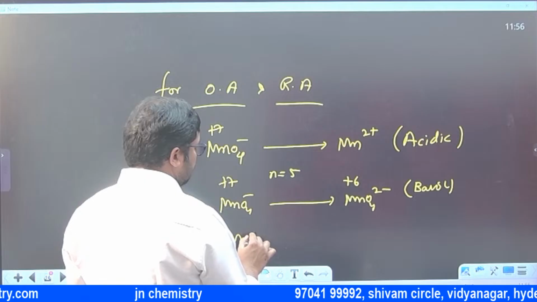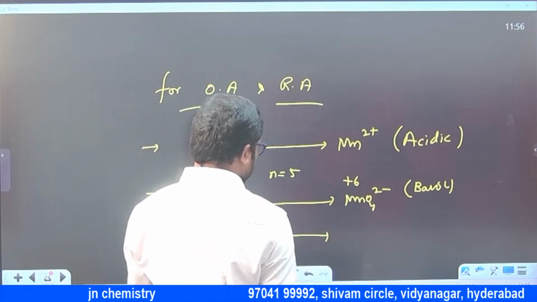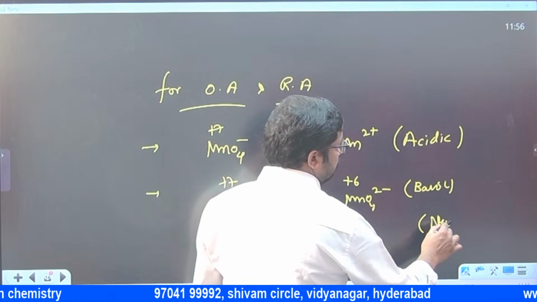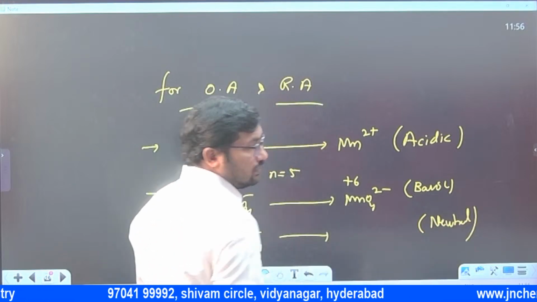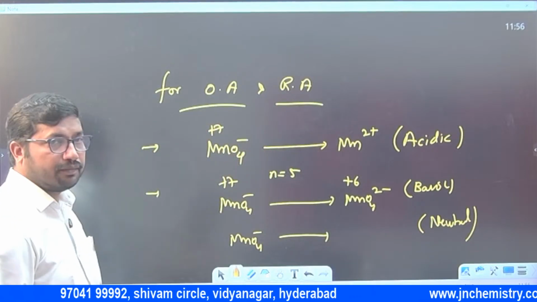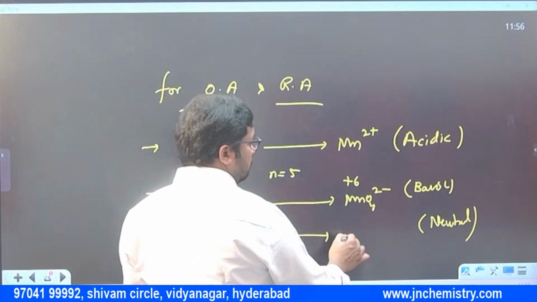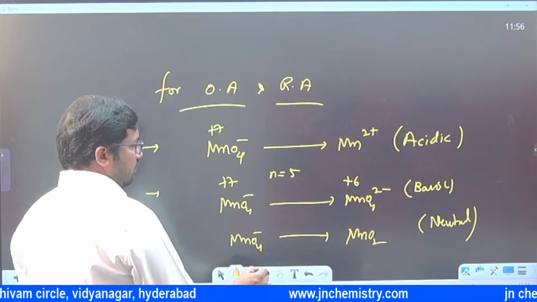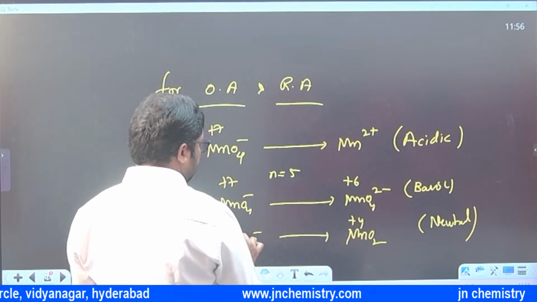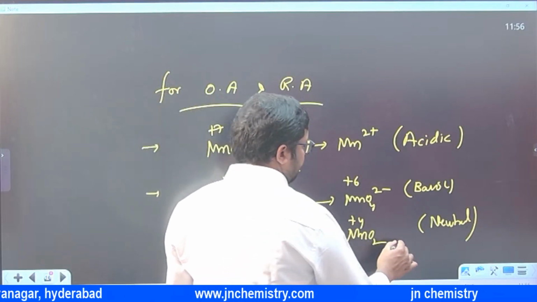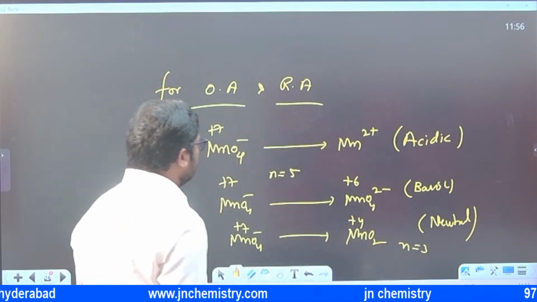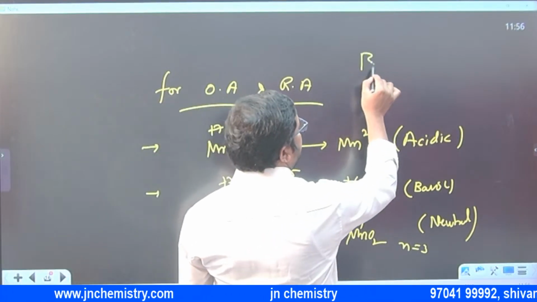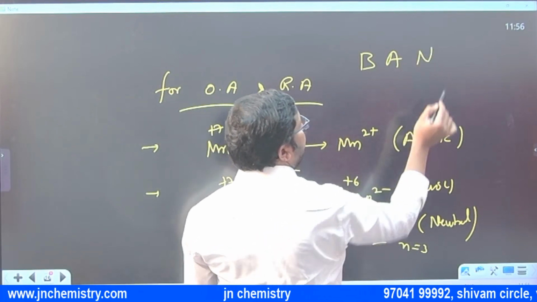MnO4 minus gives rise to MnO2 in neutral medium. So it is +7 to +4, n factor 3. So this is very important to remember, like BAN.